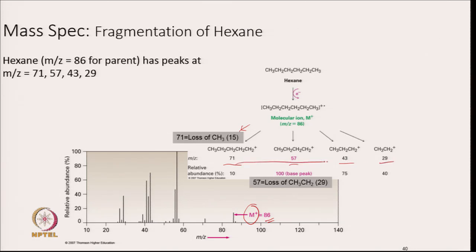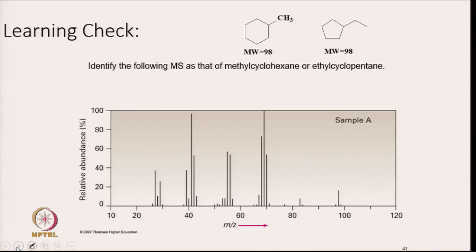So, these peaks you expect, and here you see that you have got a peak at 86, a peak at 57, a peak at 43, and a peak at 29. And if you get this spectrum, then you are sure that you have hexane. And so, by combining the information from the M plus peak and looking at the spectrum, you can know what structure you have got.